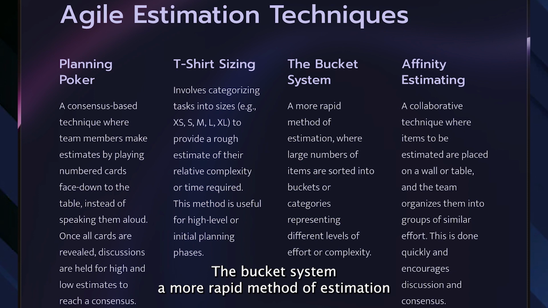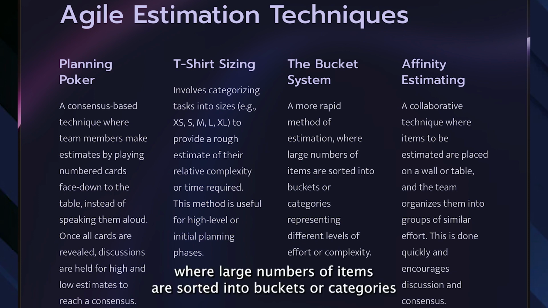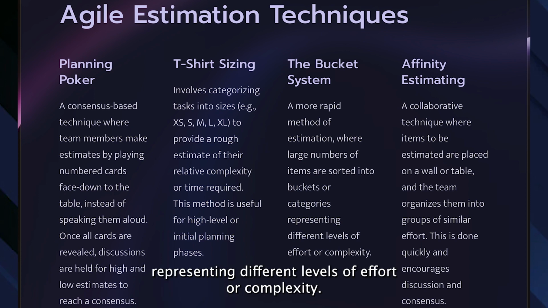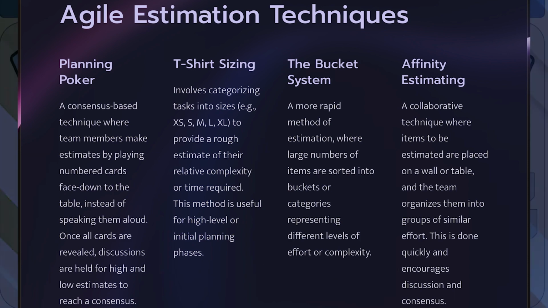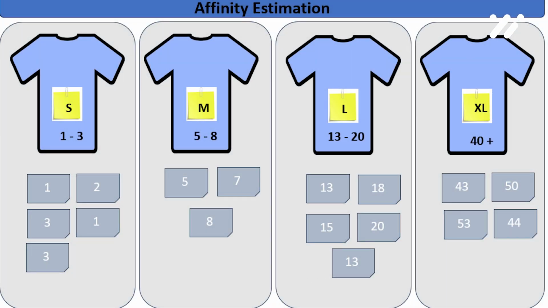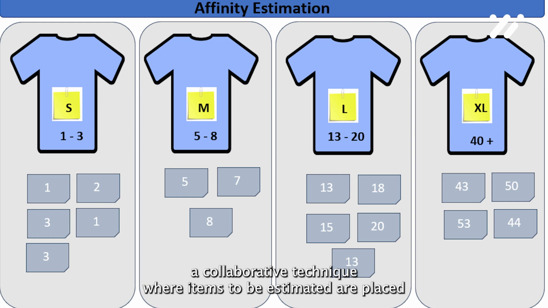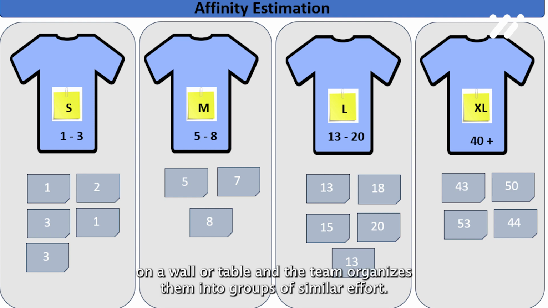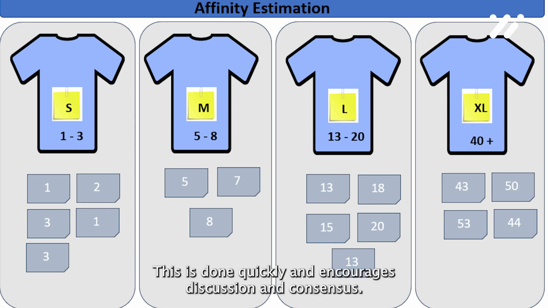The bucket system, a more rapid method of estimation, where large numbers of items are sorted into buckets or categories, representing different levels of effort or complexity. Affinity estimating. A collaborative technique where items to be estimated are placed on a wall or table, and the team organizes them into groups of similar effort. This is done quickly and encourages discussion and consensus.